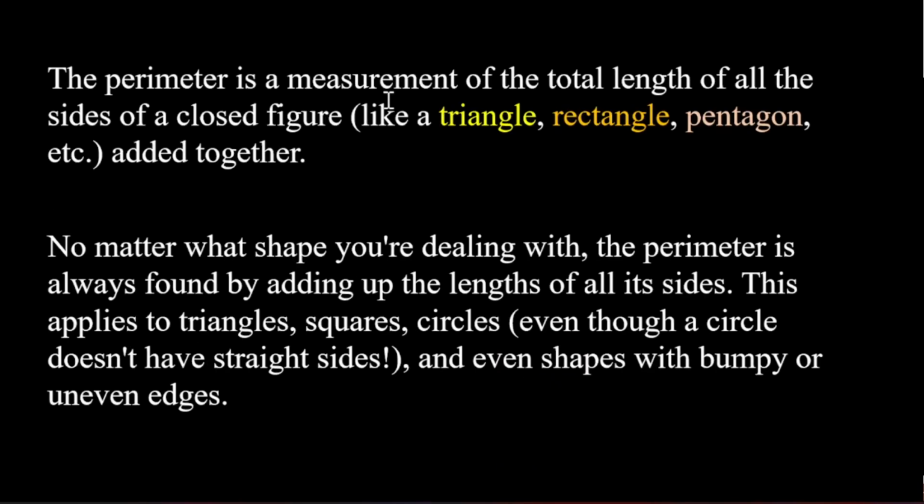The perimeter is a measurement of the total length of all the sides of a closed figure, a closed shape. Plane shapes are flat shapes. They are closed, they are joined by lines. When you measure the lines that formed the shape, that is when you have measured the perimeter of that shape, like a triangle, rectangle, pentagon, and so on. No matter what shape you are dealing with, the perimeter is always found by adding up the lengths of all its sides.